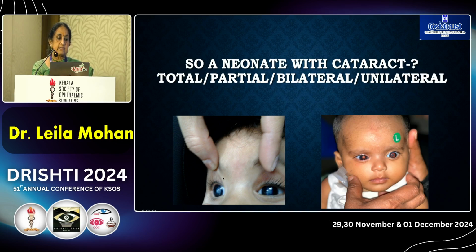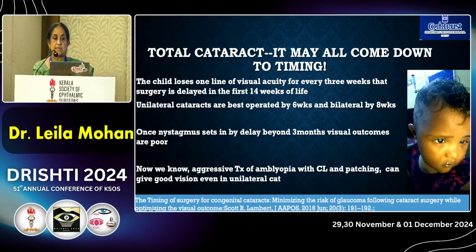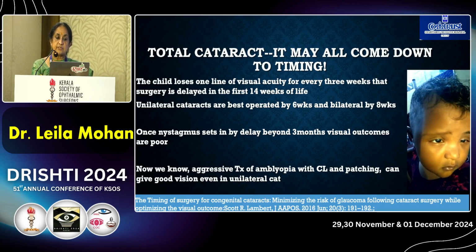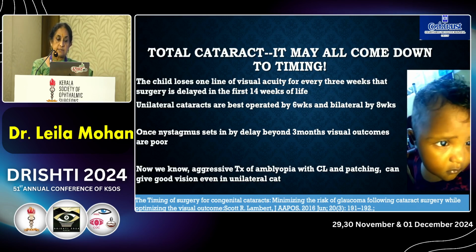In this case, there is a bilateral total cataract, where there is no red reflex at all. Here you can see the red reflex in one eye, while the other has a partial cataract. With a total cataract, whether unilateral or bilateral, it may all come down to timing. So it's an emergency. Very few cases in a newborn are considered emergency. The child is said to lose one line of visual acuity for every 3 weeks that surgery is delayed in the first 14 weeks of life, as shown by Scott Lambert.